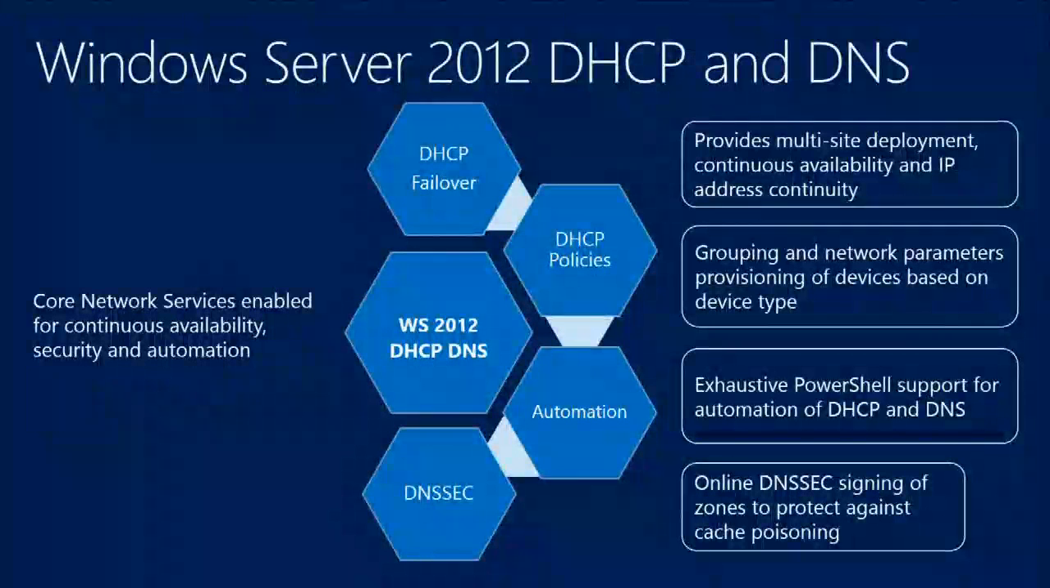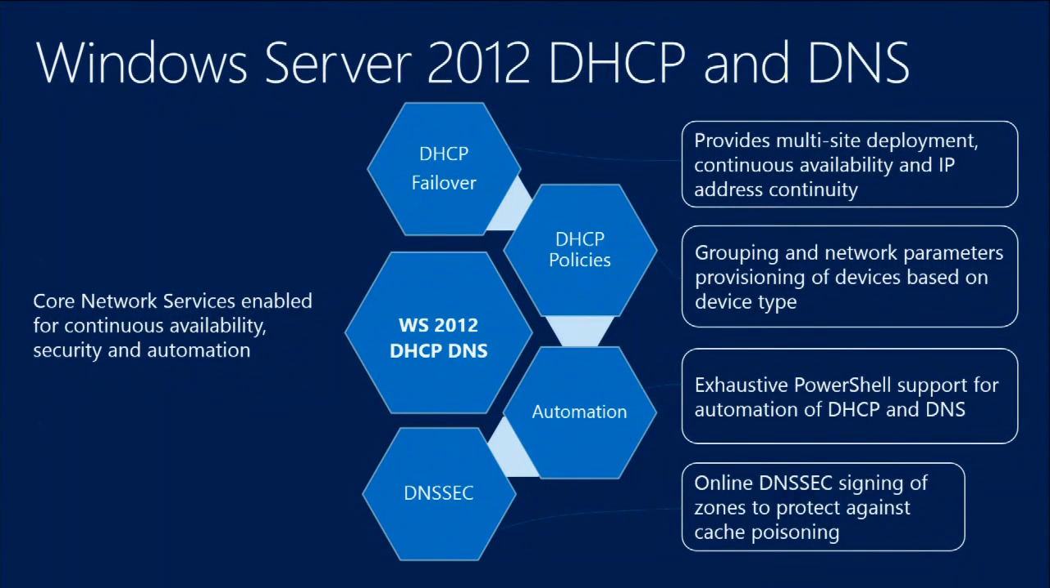Okay, so in addition to enhancing manageability, we've also enhanced the core infrastructure services significantly in Windows Server 2012. And that's essentially DNS and DHCP servers. DHCP was enhanced with a functionality called DHCP failover, a very, very commonly requested functionality by many customers. It provides you continuous availability of the DHCP service, and you can even deploy DHCP failover across multiple sites.